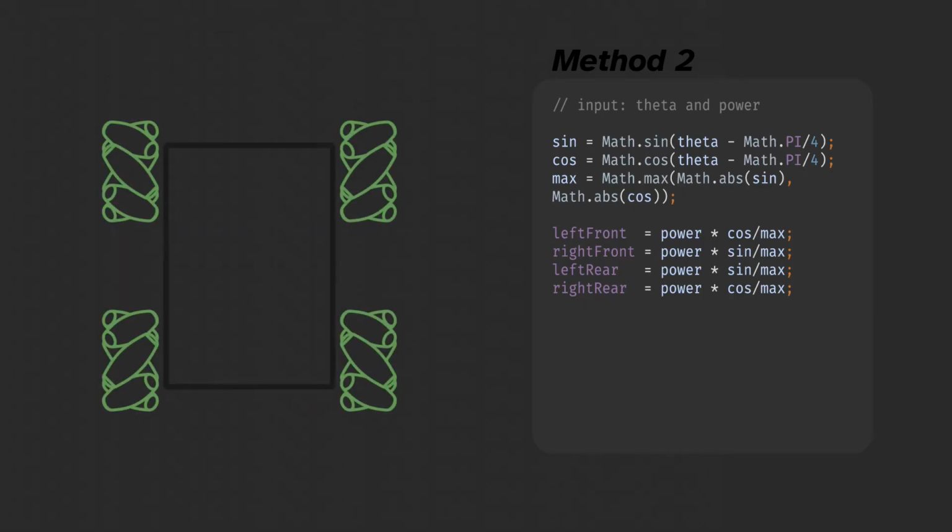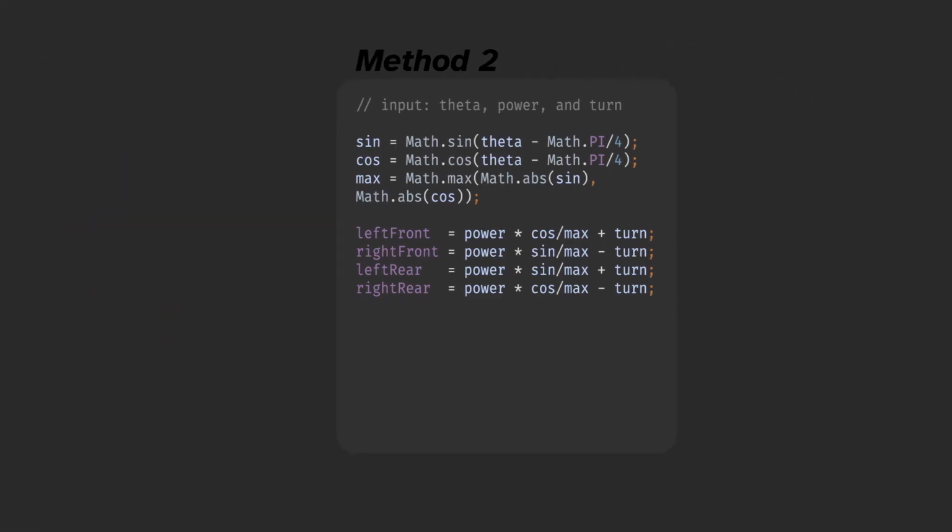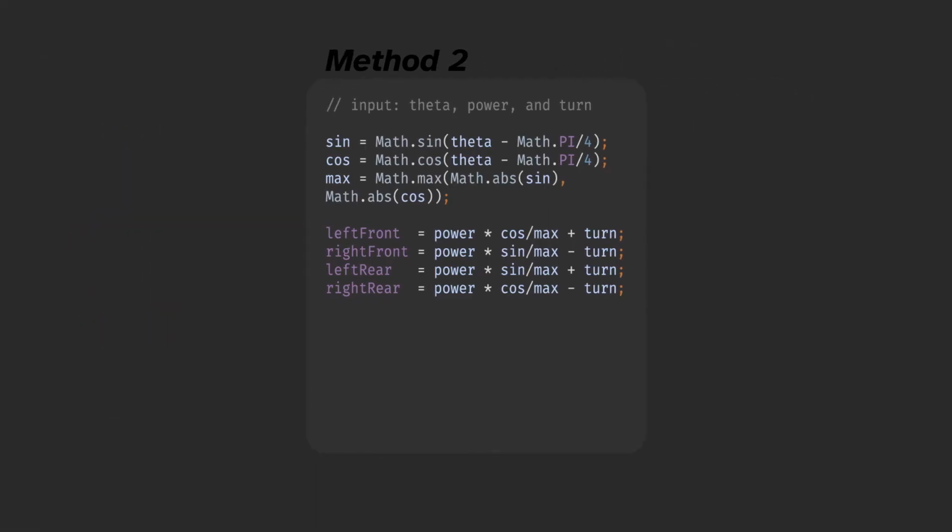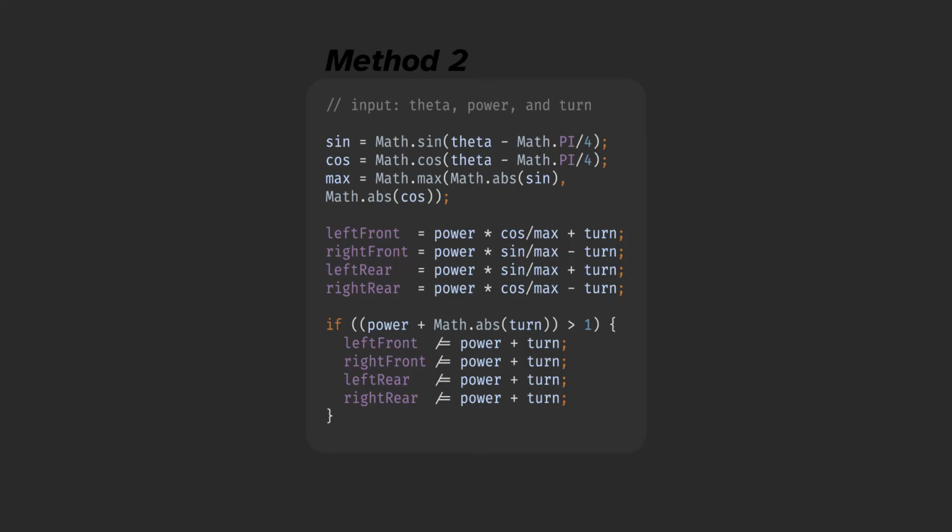Now, to add rotation, you can simply add power to the left wheels and subtract from the right wheels, but this does lead to a problem. Wheel power is set from negative 1 to 1, so if the robot is moving forwards and turns, one of the wheels will exceed the power limit and be cut off. This can cause the robot to behave strangely. To fix this, you can simply add this bit of code, which scales down the power of all wheels until none of them exceed the maximum power.